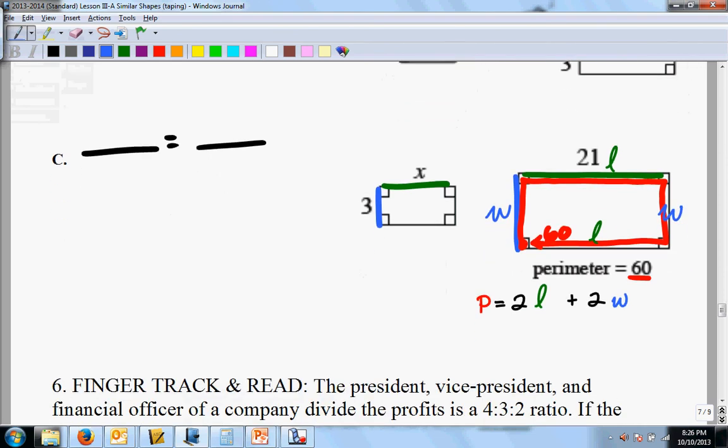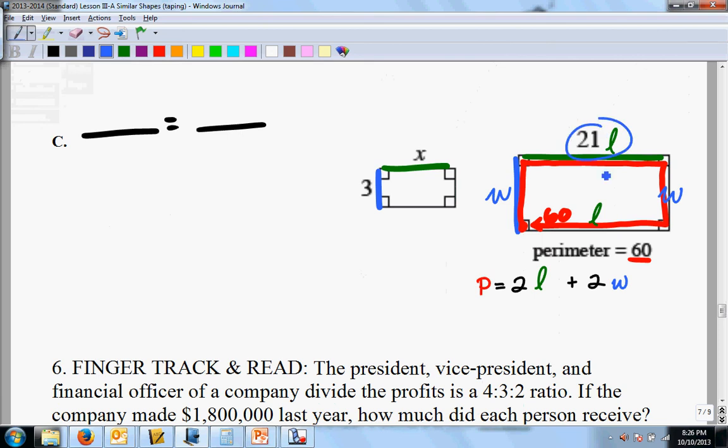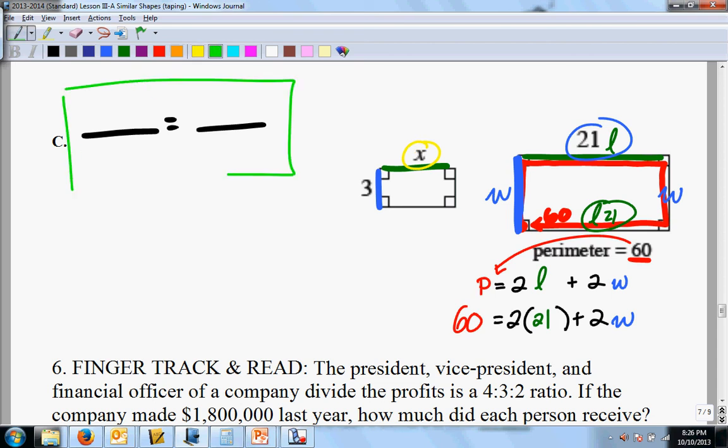So let's look at what we can do here. Well, if this length is 21, that means this length must also be 21. So I can plug this in, and I'm going to get perimeter is 60 equals 2 lengths, which is 21, plus 2 widths, which I don't know. Now you're down to one variable. You can use that to solve for your width, but remember that's not your ultimate goal. Your ultimate goal then, once you've solved for that width, is to solve for x, which is going to utilize this proportion over here on the left.